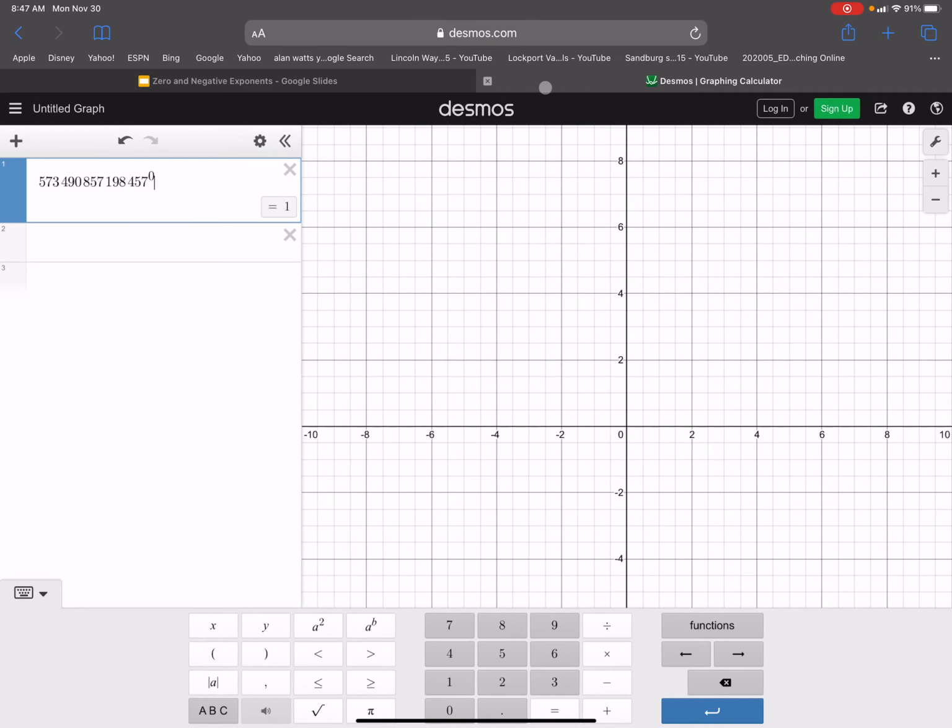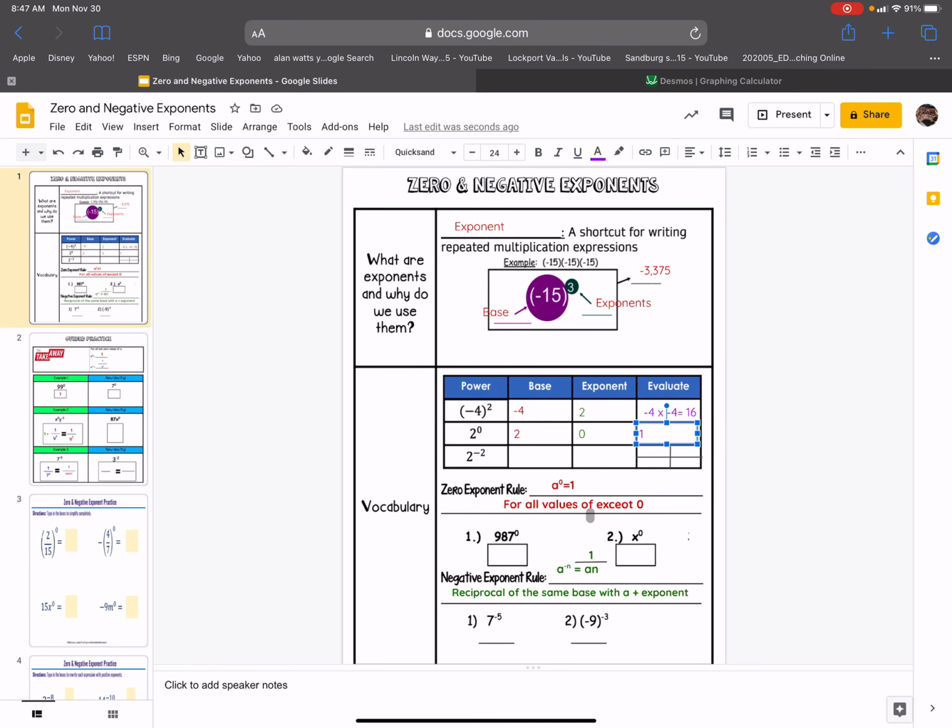Now be careful though, that does not work for 0. 0 to the 0 power is also 1. So that's actually true. So we're going to go ahead and fix those notes. 0 to the 0 power is actually 1. So basically anything, and we just proved it, anything to the 0 power is always 1.